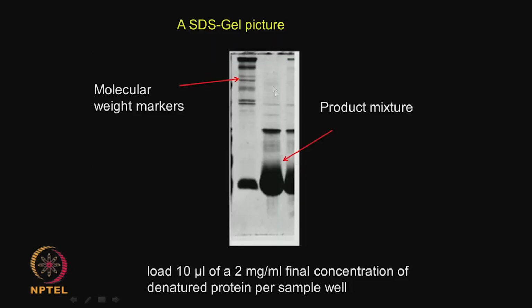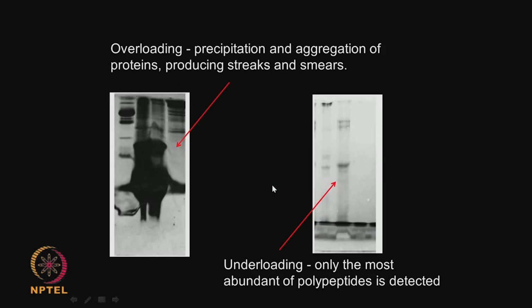So, typically this is how it will look. You have the molecular weight markers here. We can buy standard molecular weight markers, and each marker represents a certain molecular weight. Then we have the product mixture, which we load here. Generally, you load about 10 microliters of about 2 mg per ml denatured protein per sample, and when you apply the voltage, after a certain time the proteins will start traveling upwards, and each band will represent a molecular weight. From the molecular weight markers, we can read out what molecular weight proteins I have in this mixture. But there are many issues.